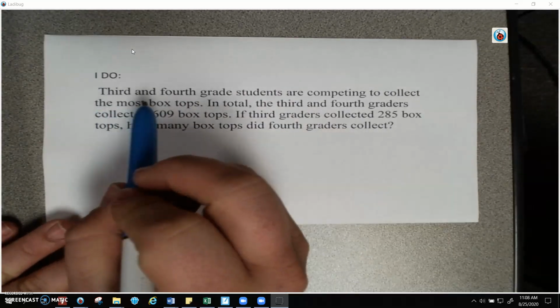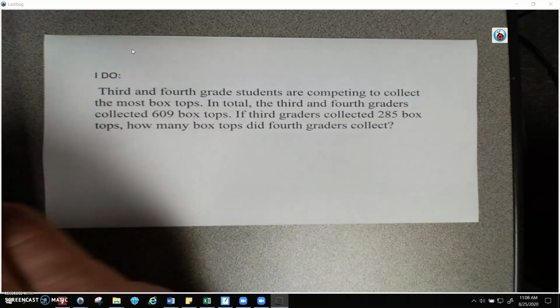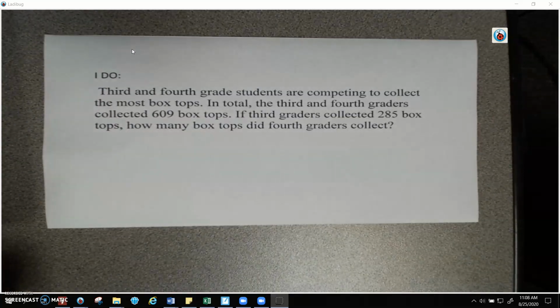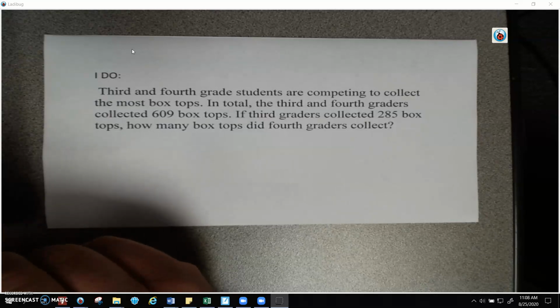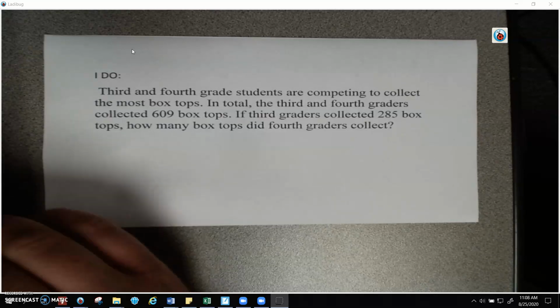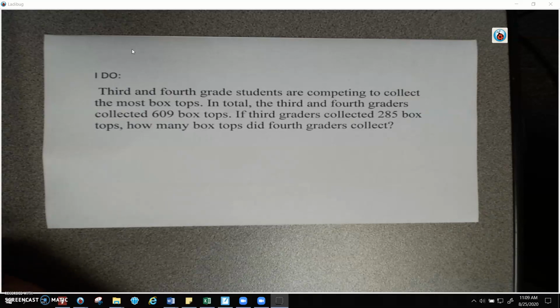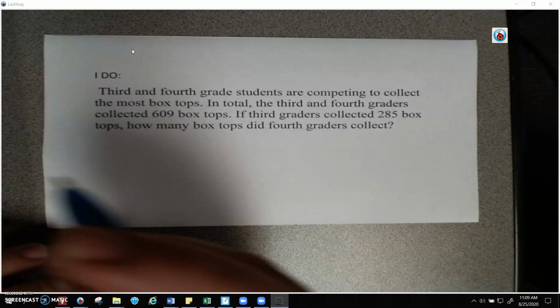It says 3rd and 4th grade students are competing to collect the most box tops. In total, the 3rd and 4th graders collected 609 box tops. If 3rd graders collected 285 box tops, how many box tops did 4th graders collect?